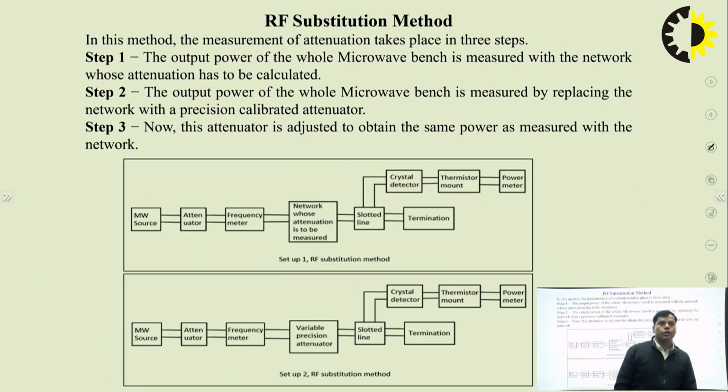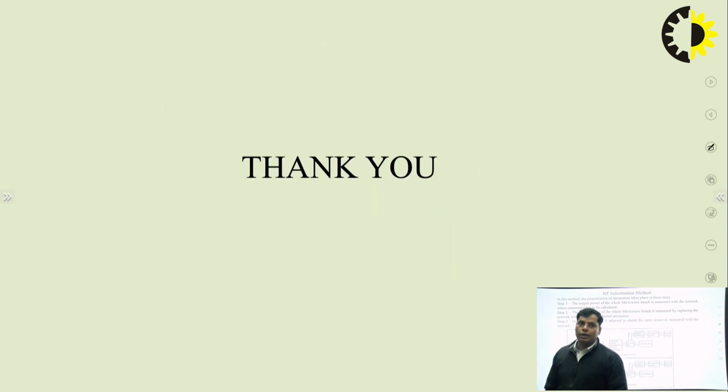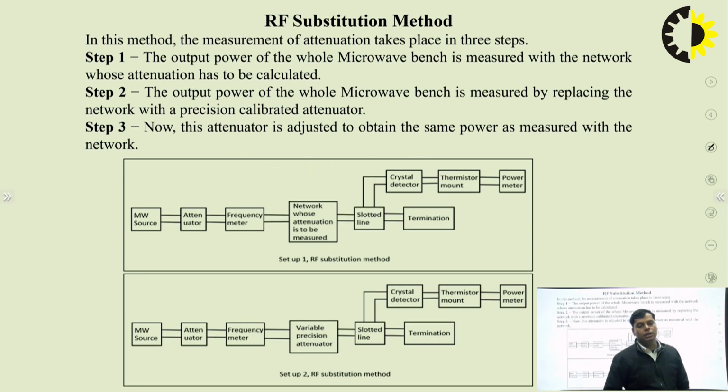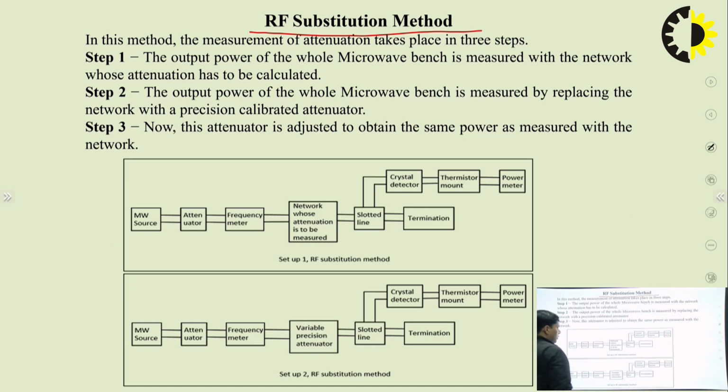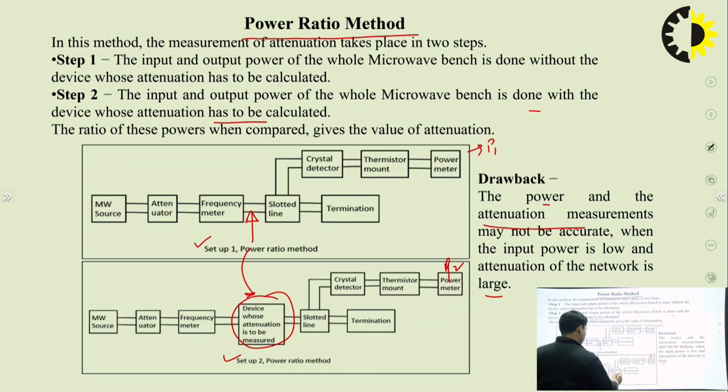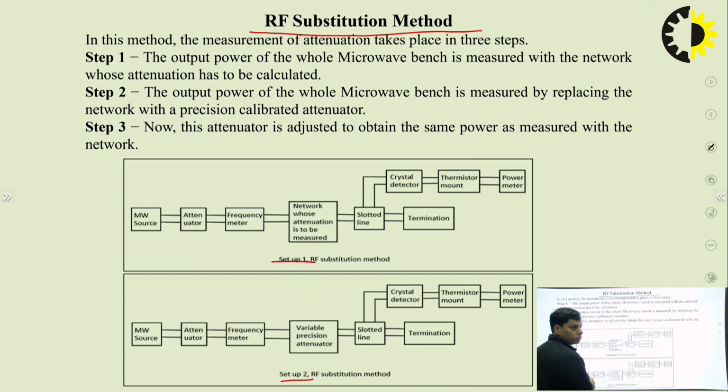So just to get the accuracy, we calculate the attenuation with another method, that is the RF substitution method. In this method, first of all we have two setups, setup 1 and setup 2. The microwave source is here, then attenuator, frequency meter, the network whose attenuation is to be measured, slotted section, termination, then crystal thermistor mount, and power meter. It is the same as the previous one, which is setup 1 for this.